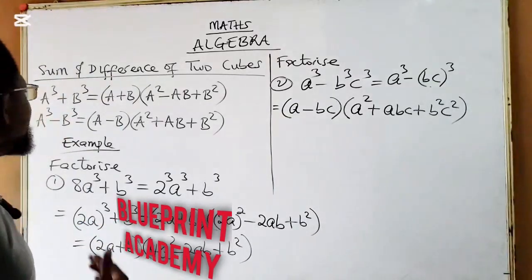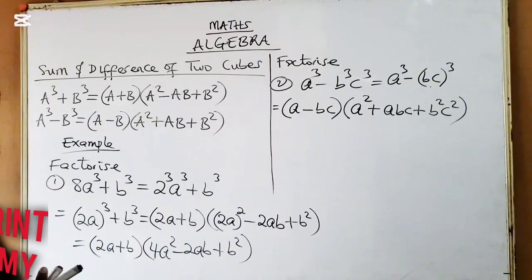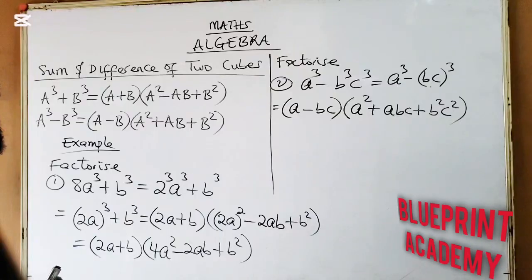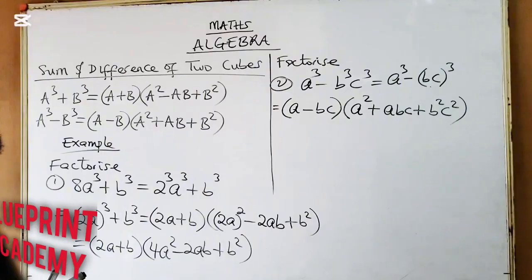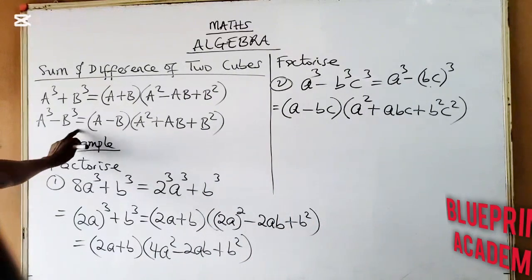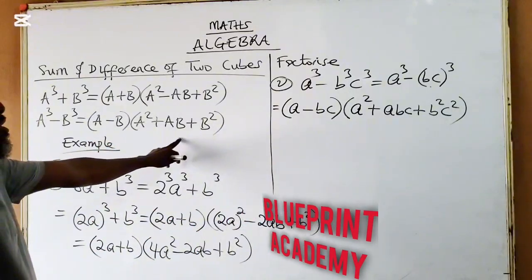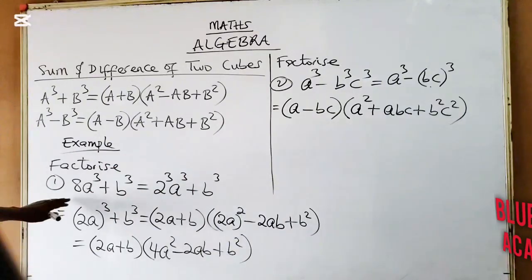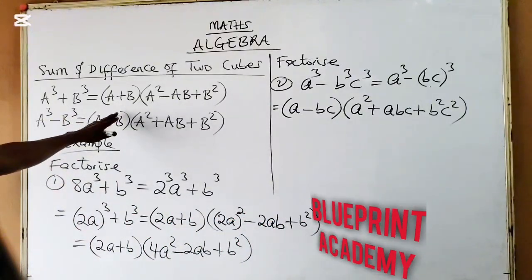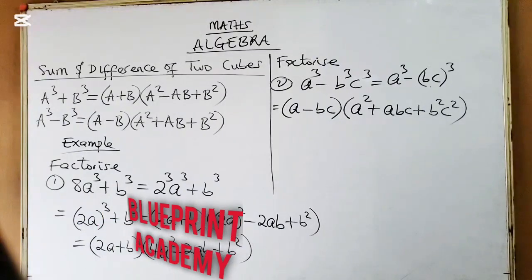Like I said, this thing is not difficult. Just understand the basic principle. You understand the basic principle, you're able to solve any question in algebra. So now we are going to proceed. This number 2 is for a minus b cubed. That gives a minus b, then a squared plus ab plus b squared. Then this first one is for a cubed plus b cubed. So you have a plus b, then a squared minus ab plus b squared.